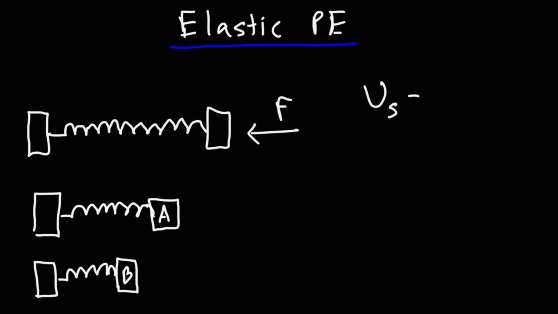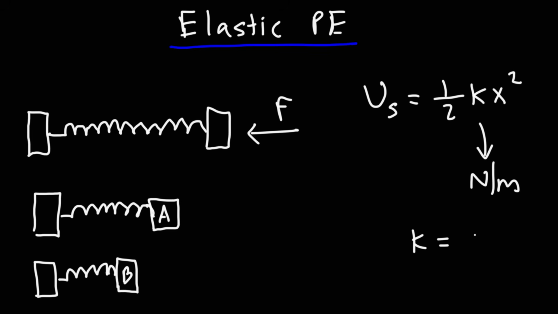The potential energy stored in a spring is equal to 1/2 kx squared. K is the spring constant, with units of newtons per meter. A spring constant of 400 newtons per meter tells us that in order to compress the spring by 1 meter, we need to apply a force of 400 newtons. X is the distance between the original natural length of the spring and the amount by which we compress it or by which we stretch it.